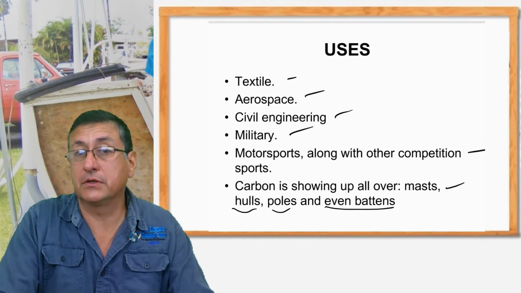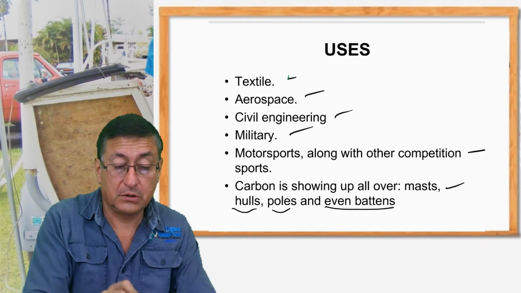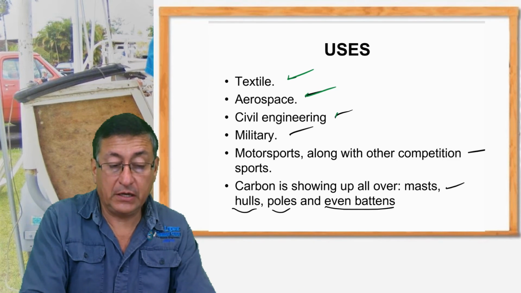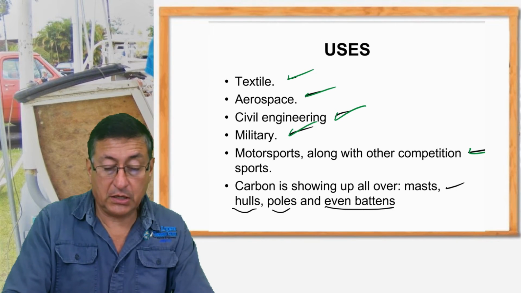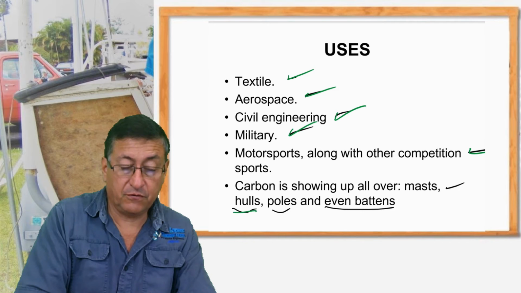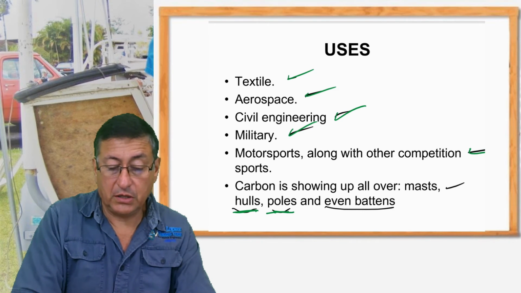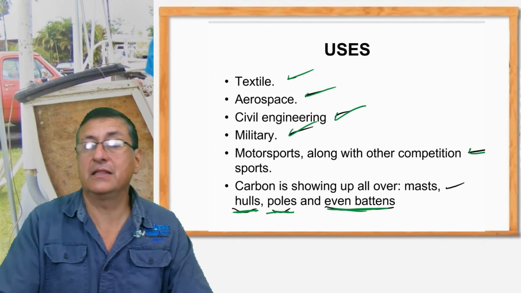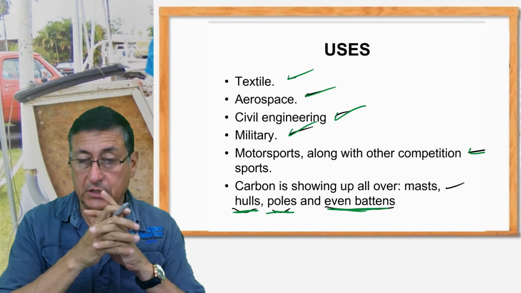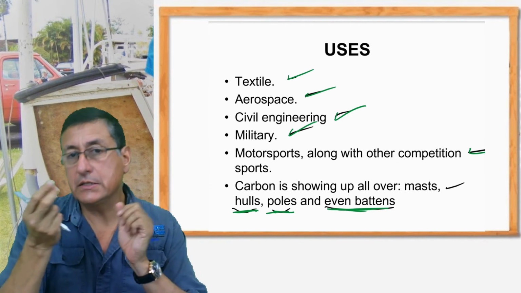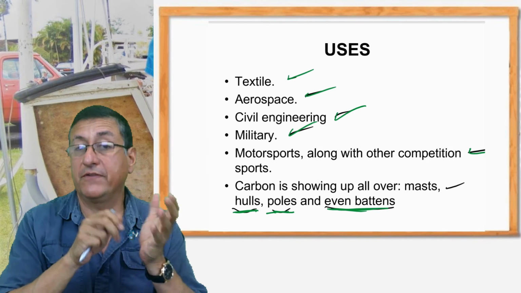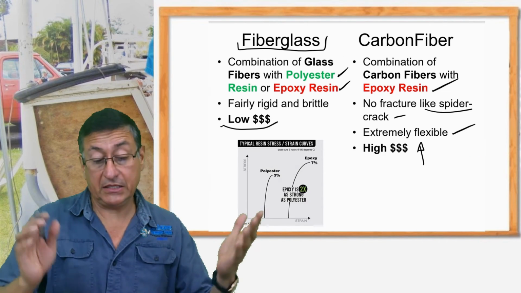Carbon fiber is commonly used in textiles, aerospace, civil, military, in competitions, and is used in the fabrication of hulls, poles, and in different types of structures. Carbon fiber every day is more popular. It's expensive in comparison with fiberglass. Right now we are going to analyze, but it's wonderful.